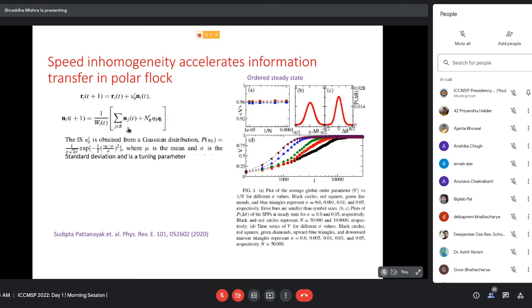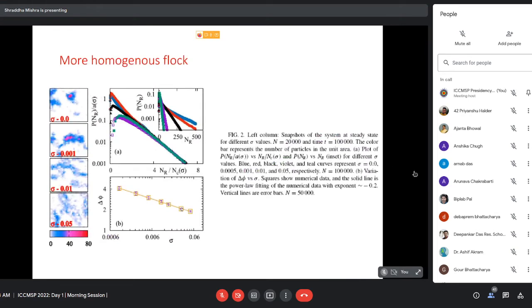I should not use the term ordering kinetics because we have not measured the length scale and all, but there is a difference in the time scale of ordering in the system. That actually motivated us to understand this system in detail. So we looked at what is happening.